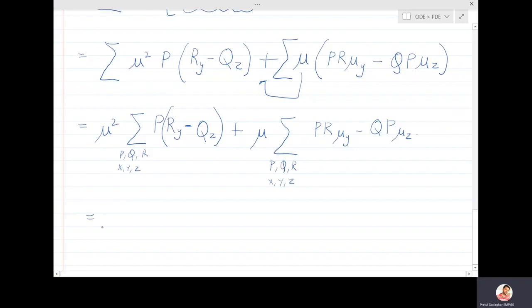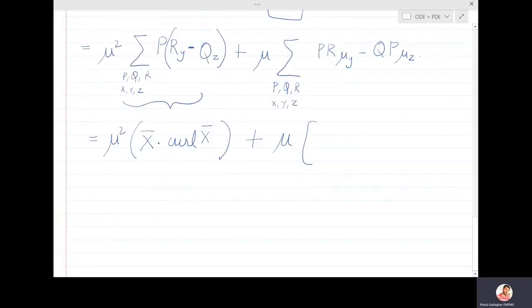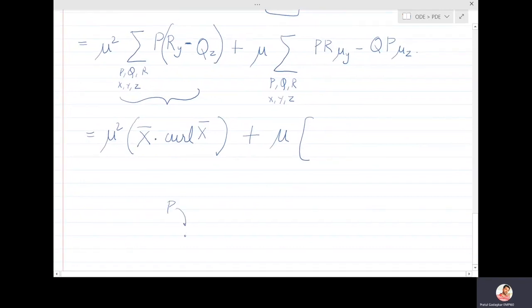What is this quantity mu squared? What is this quantity? This quantity is exactly equal to what we have just calculated above. This quantity is exactly x bar dot curl of x bar, right? You can go back and see that expression. And what is this? This is mu into, if I expand this summation now, you know what we are supposed to do: p will be replaced by q, q will be replaced by r, and r will be replaced by p, x will be replaced by y, y will be replaced by z, and z will be replaced by x. We have to do this for every variable.